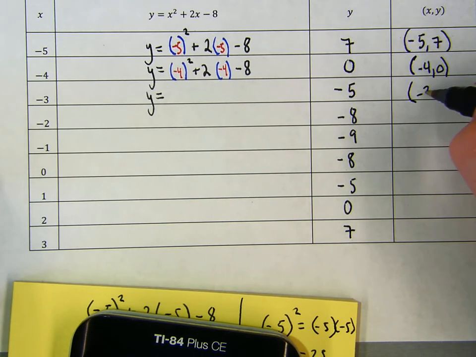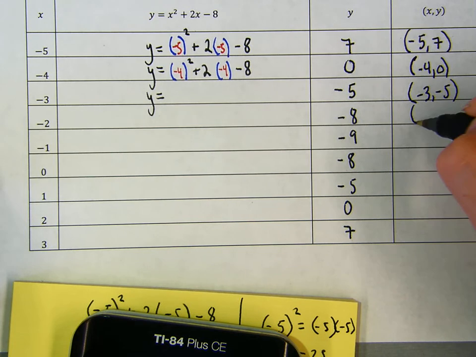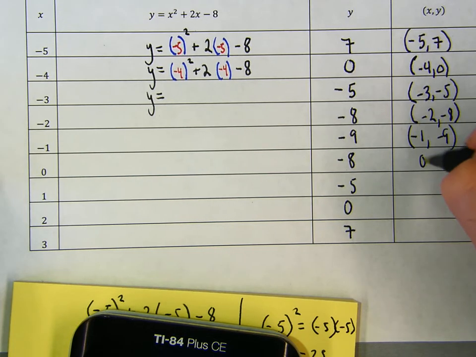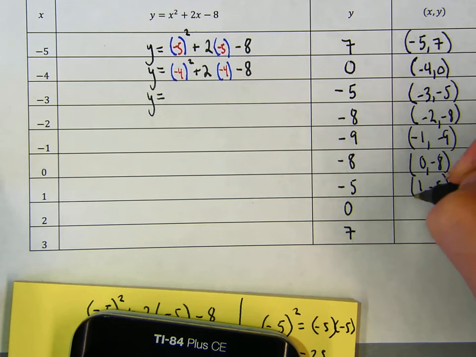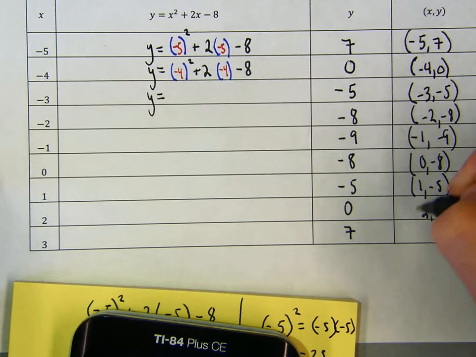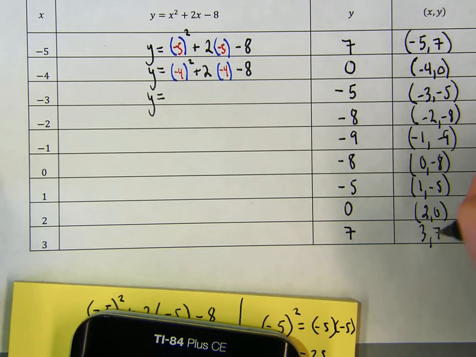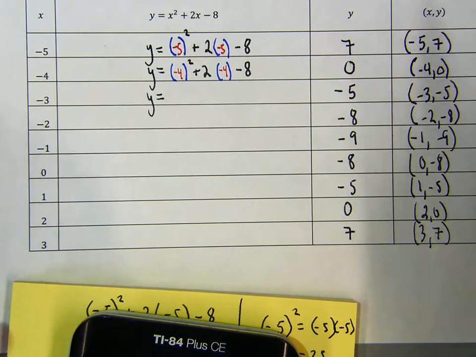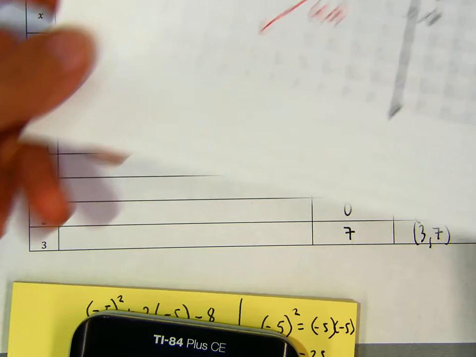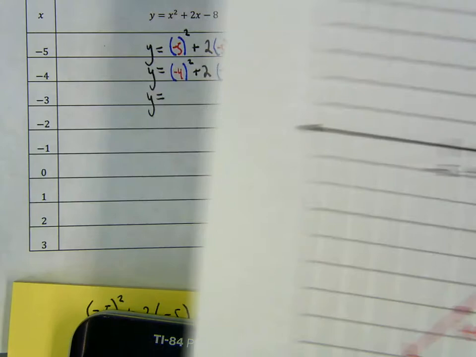It'll be -3, -5, -2, -8, -1, -9, 0, -8, 1, -5, 2, comma 0, 3, comma 7. Right? These are all the points for the quadratic. Okay? And I assume that you tried for each one. Okay, but what should we do? We need to graph it over here.